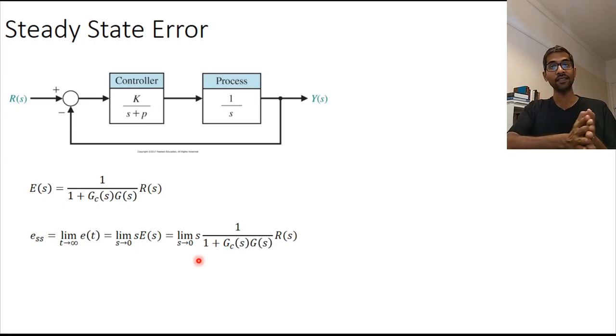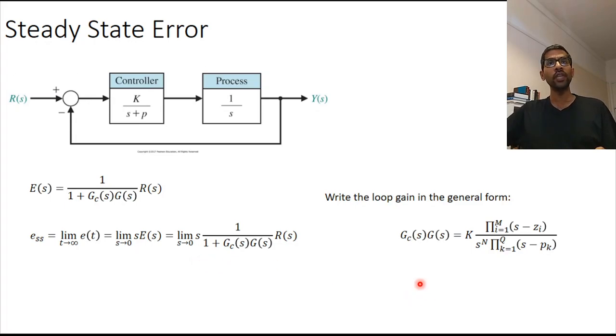Now, to analyze steady state error, we need to understand another concept called the type of the system. Okay, so let's take a look at that. So we could write the loop gain, that is Gc times G, in general as this. So it has got some zeros, it's got some poles, and it's got some poles at s equal to 0.